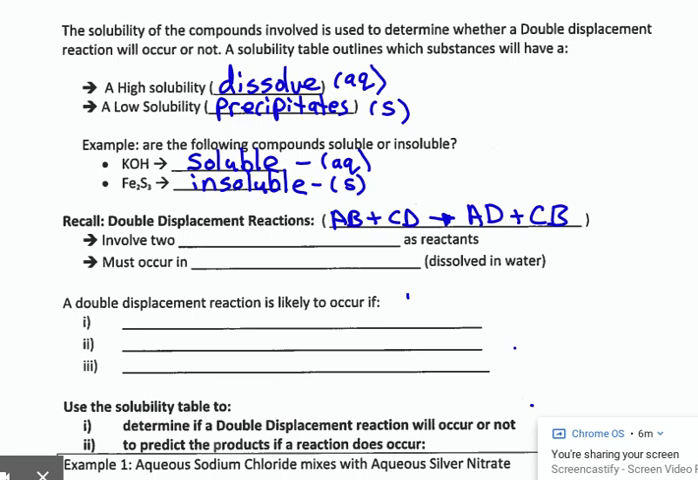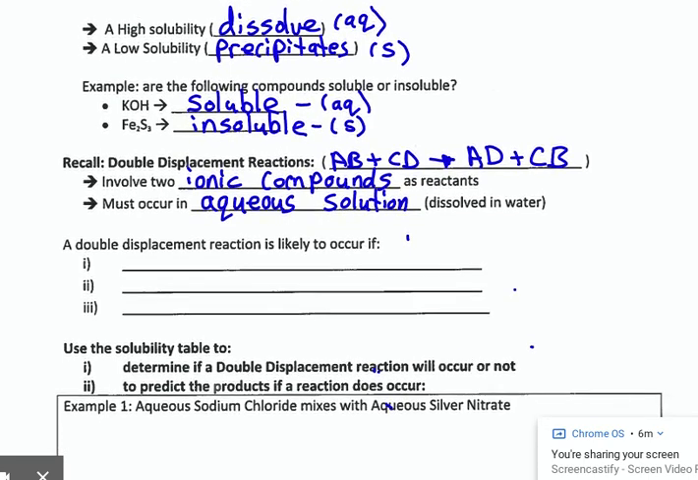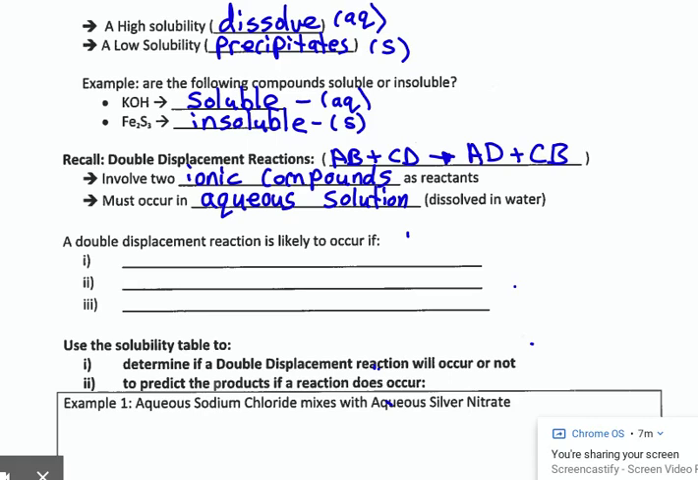So a double displacement reaction has to involve two ionic compounds as reactants. And it has to occur in solution or in an aqueous solution. And remember, aqueous is just a fancy word for water. So it has to occur dissolved in water. If you have two ionic compounds that are both dissolved in water, a double displacement reaction is likely to occur if there's the following situations.